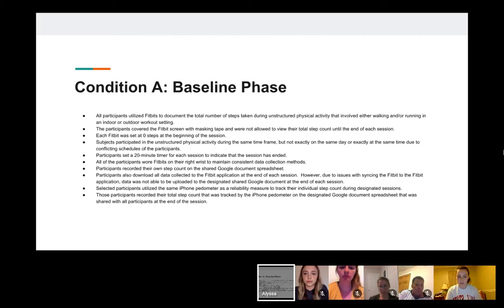Those participants recorded their total step count that was tracked by the iPhone pedometer, but also what was tracked with the Fitbit, to see if the iPhone and the Fitbit collected the same amount of steps or not. So that was our reliability checker.